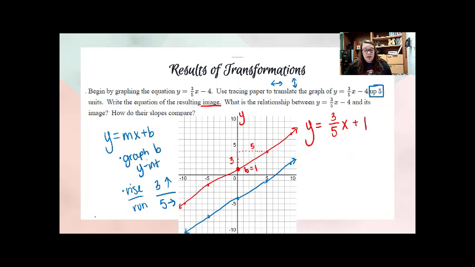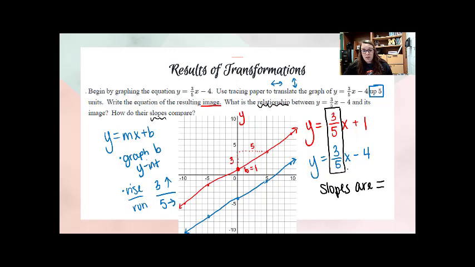Let's compare these two. I have y equals 3/5 x plus 1, and my blue one was y equals 3/5 x minus 4. What do you see here in comparison between the two? What relationship do they have? How do their slopes compare? Their slopes are the same, or we could say equal. Then let's look at the picture. What type of lines are these? These are parallel lines. So there's our first idea about parallel: two things are happening here. Parallel lines never cross, and they have the same slope.